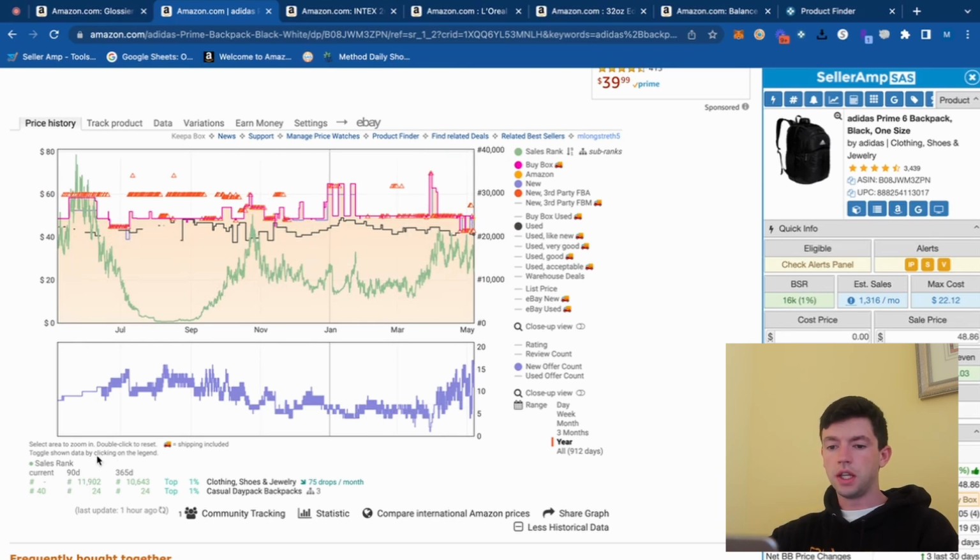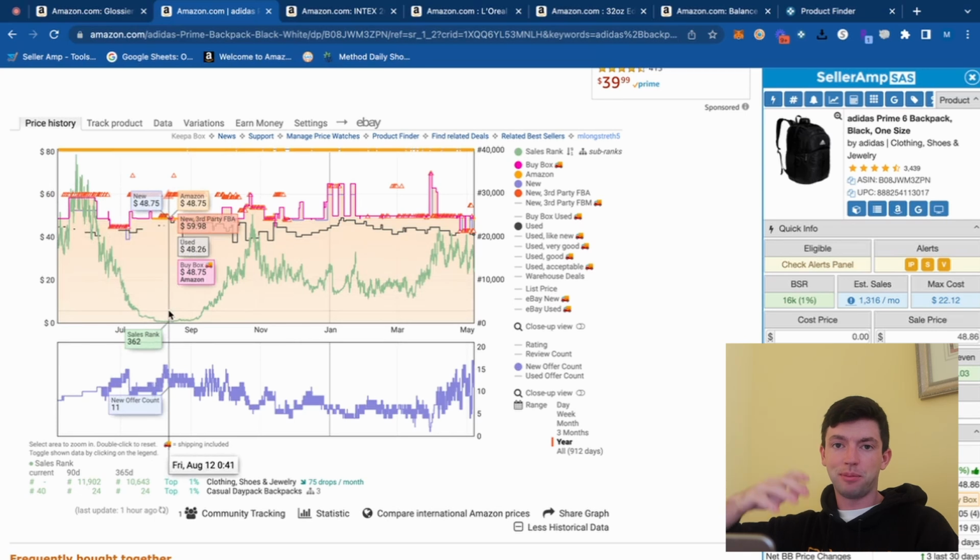And we can also see that in August of last year and late July, the demand absolutely went up like crazy, which is what caused the sales rank to drop like crazy. It makes sense that throughout the year, once we got into August and back to school time, the demand would increase like crazy for a product like a backpack.